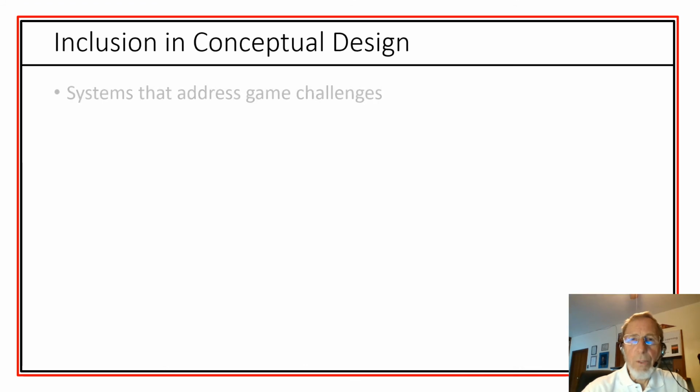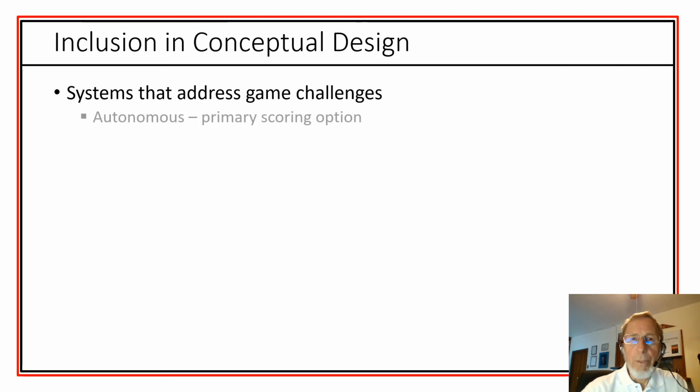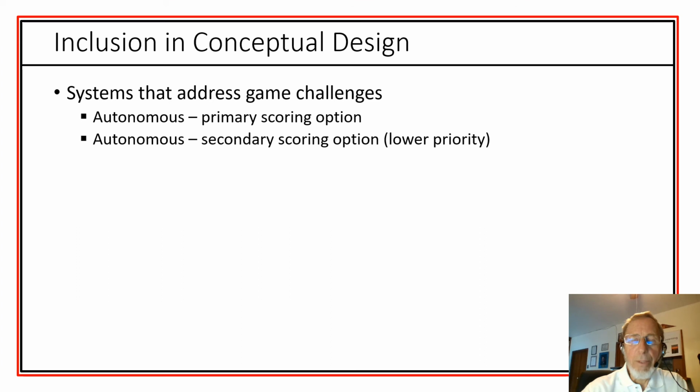What do we need to include in this? Well, first of all, maybe it's good to just check that we've addressed all the ways in which we had intended to score. Have we addressed this autonomous? Perhaps we have a primary scoring option and maybe a secondary option.